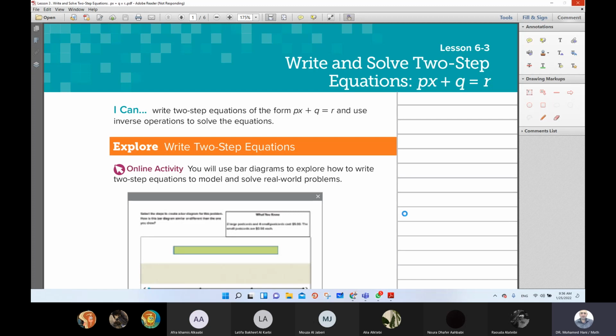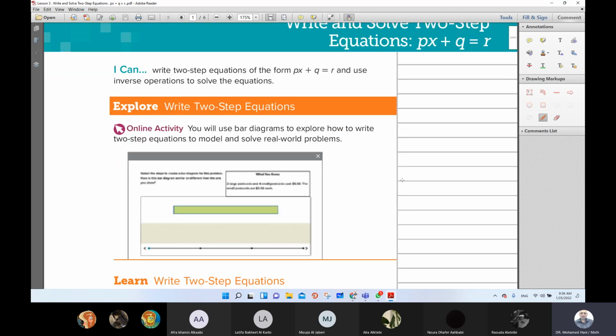Math grade 7. We are in module 6, lesson 3. Write and solve two-step equations of the form px plus q equals r. In this lesson, we want to write two-step equations of the form px plus q equals r and use inverse operations to solve the equations.